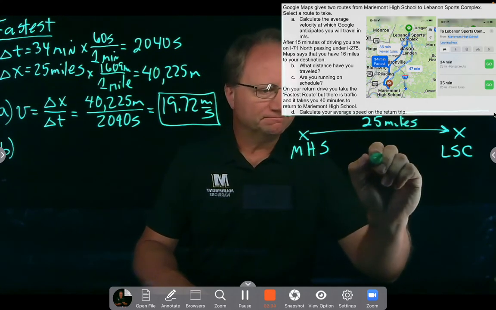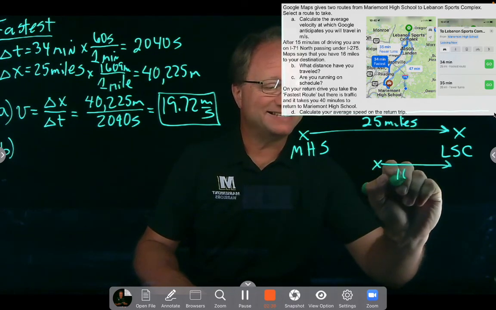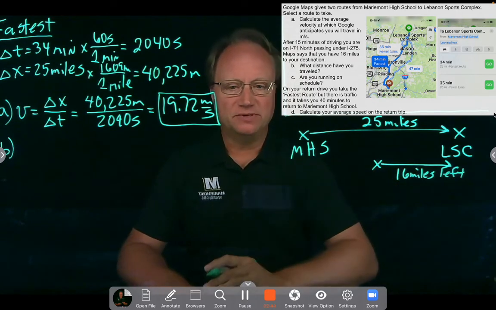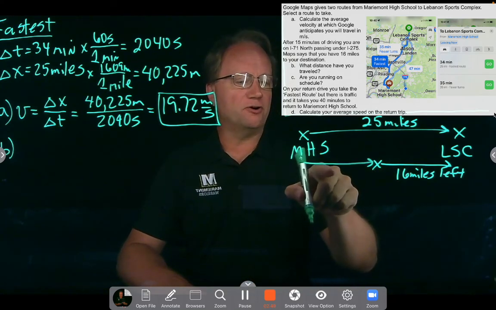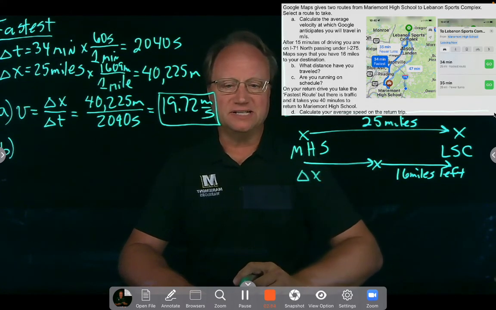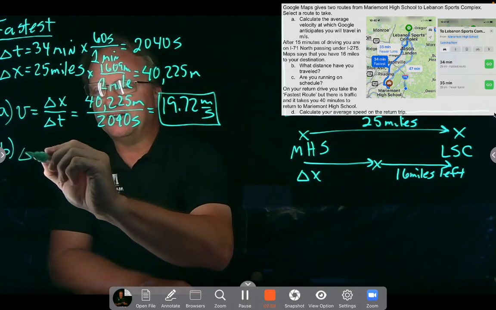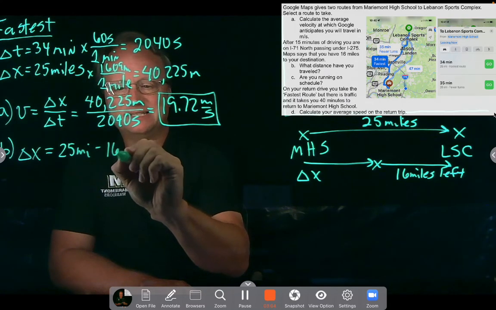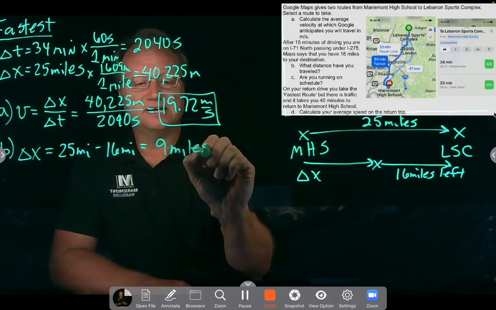We've gone, well, we don't know how far we've gone. However, we have 16 miles left in the trip. So if we have 16 miles left, we can quickly deduce how far we've traveled. It's just going to be the difference in these two. And that's what we're asked in part B. What distance have you traveled? Well, that delta X, 25 miles, minus 16 miles, tells us that we have gone 9 miles.